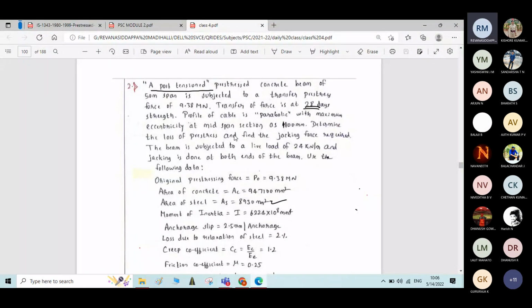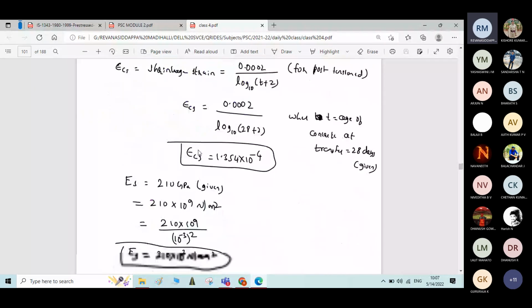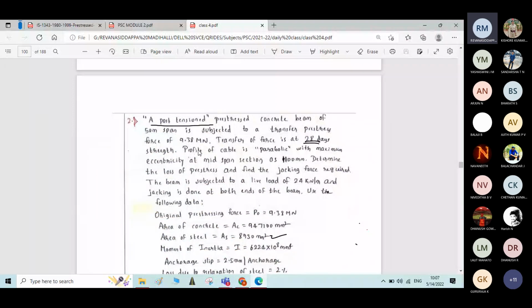Thank you. We'll start the class. So in yesterday's class, I was solving this second problem. Part of it was completed, and today we'll complete the full solution, and we'll move to the next problem. Okay.